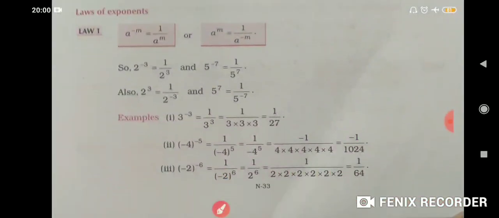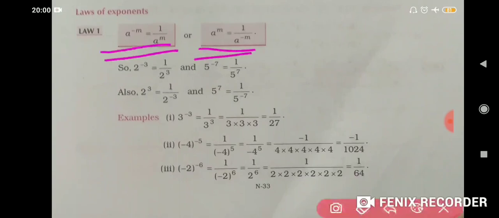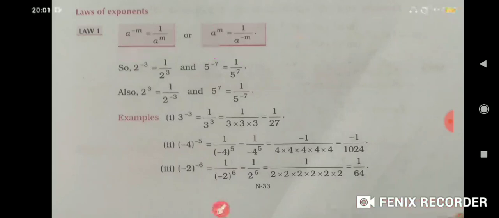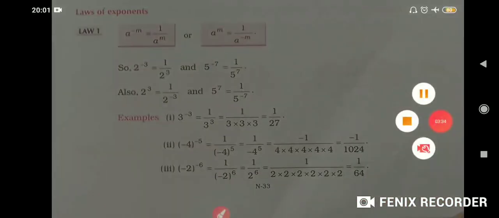Understood? So this is the first law: when the power is negative and you have to make it positive, how can you make it? You will do the reciprocal. And if the power is positive and you have to make the power negative, again what will you do? Reciprocal. You will understand more when you do the sums.